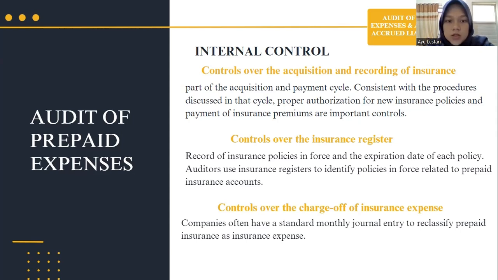The second one is control over the insurance register. In internal control, we keep a record of insurance policies in force and the expiration date of each policy. The auditor also uses the insurance register to identify policies in force related to prepaid insurance accounts. And the last one is control over the charge to insurance expense. In internal control, a company often has a standard monthly journal entry to reclassify prepaid insurance as insurance expense.